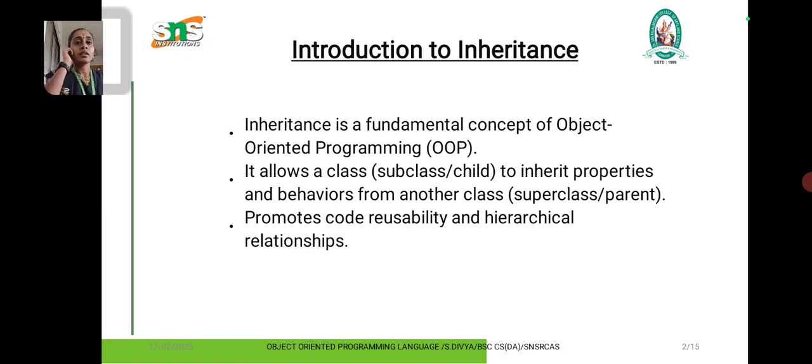Normally, inheritance is a fundamental concept of object-oriented programming, where a subclass or child class inherits the properties of another class, which is called inheritance. Inheritance enables the reuse of existing code and also reduces redundancy. It allows us to use the properties and behaviors from another class, the superclass.